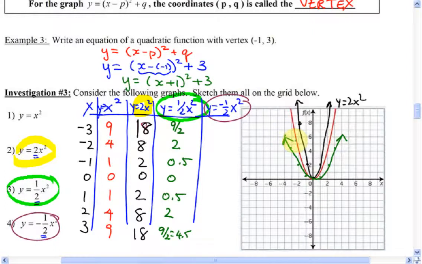And then what happens with the last one here? Notice it's the same thing as the 3rd, except there's a negative sign. So I just want to make everything negative. Negative 4.5, way down here. Negative 2, negative half. So ladies and gentlemen, I've now shown you what happens to the graph when I put a number in front of the x squared term.